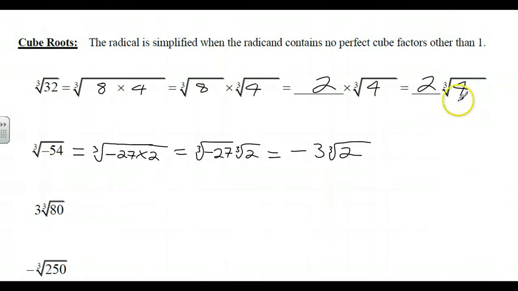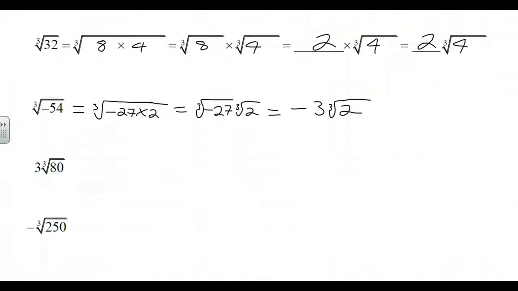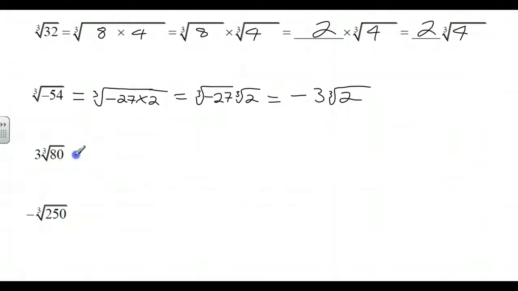And your check is, does 4 have a cube root that goes into it? No. Does 2 have a cube root that goes into it? No. Cube root of 80, and the 3 in front, so the 3 just stays in front. And then the cube root, do not forget the index, or you will lose marks.